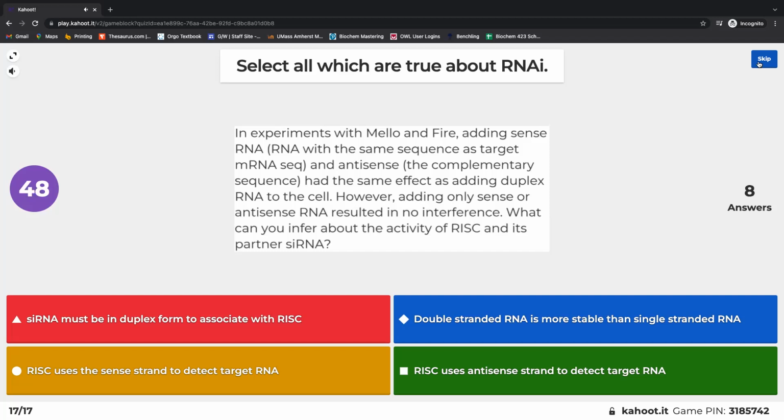For any question about Mello and Fire, you definitely will have a question about Mello and Fire on your exam. Think about why this was happening. What is the point of the siRNA pathway? That's very important. You will have a question about Mello and Fire. Robert had one. You had one in the problem set.